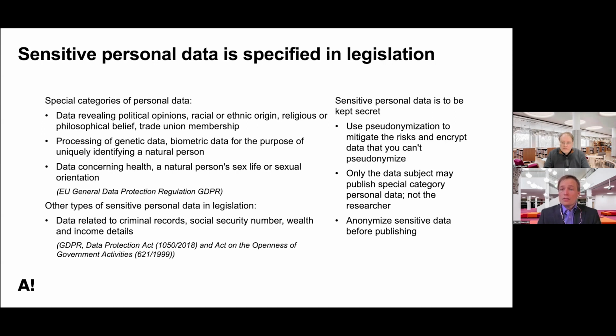The data subject may choose to publish special category personal data about themselves, but it's never up to the researcher to do that. That's why we take care not to publish this kind of data, but anonymize all sensitive data before publishing. There's another lecture in this series about data anonymization and good guides on that.